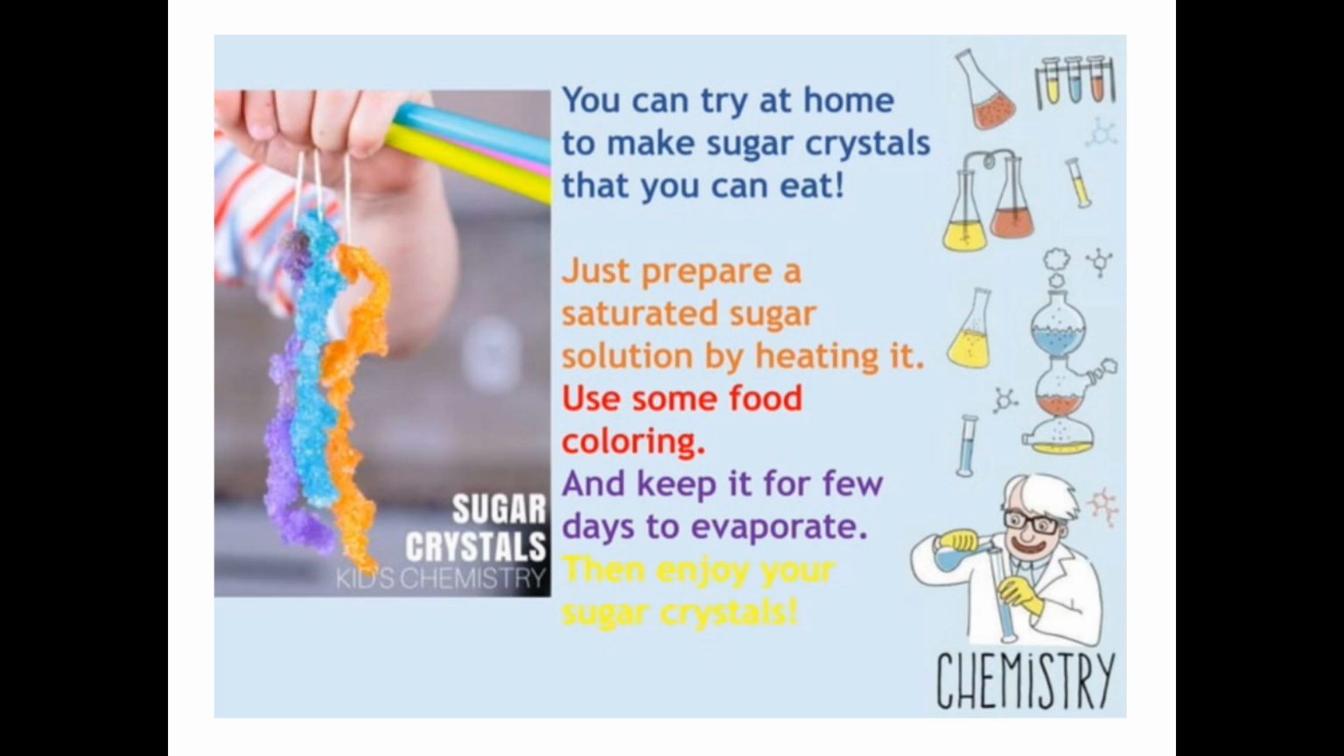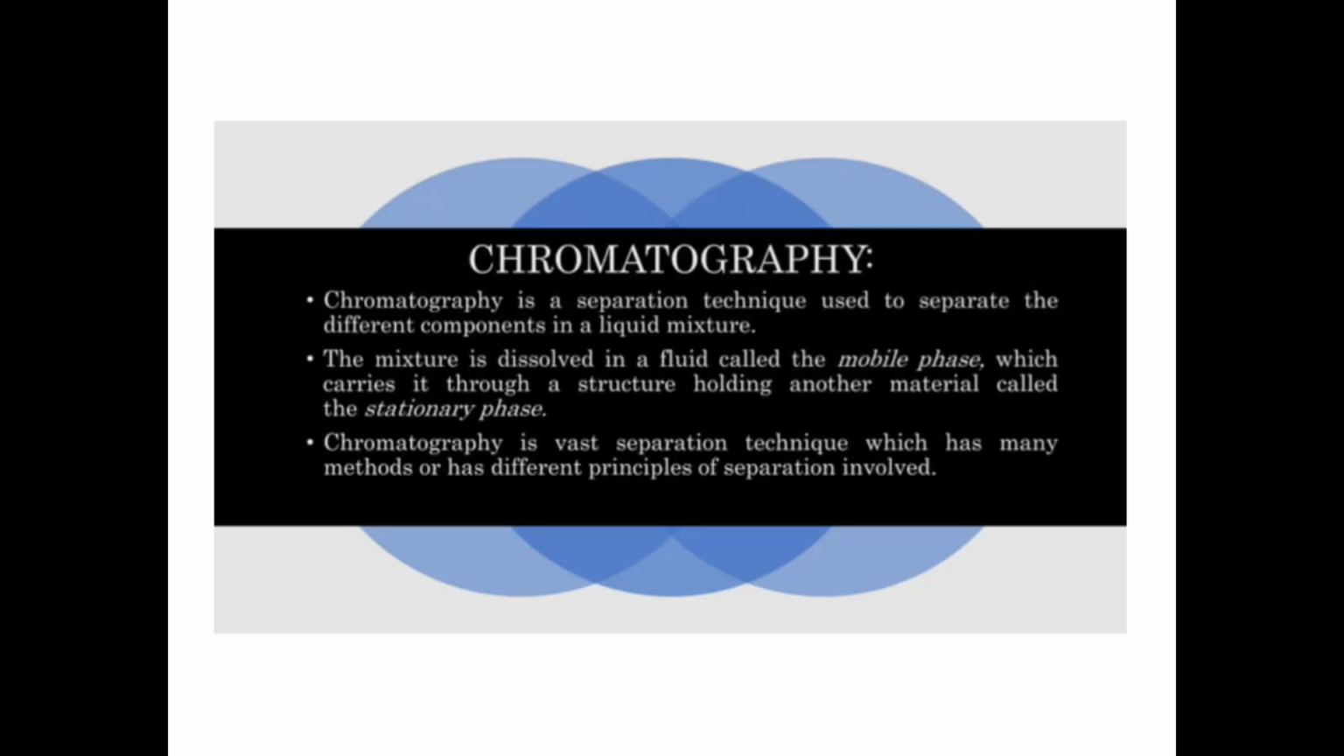You can try this at home by making sugar crystals that you can eat. You prepare a saturated sugar solution by heating it. Use some color from food coloring and then keep it for a few days to evaporate. Then you can enjoy your sugar crystals. And then the next one for solid-liquid homogeneous mixtures is chromatography.